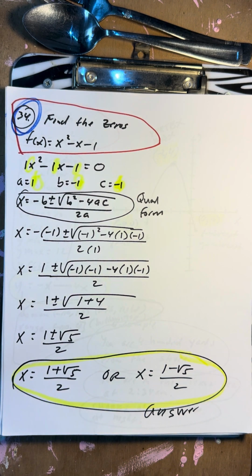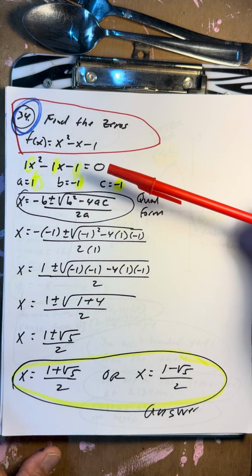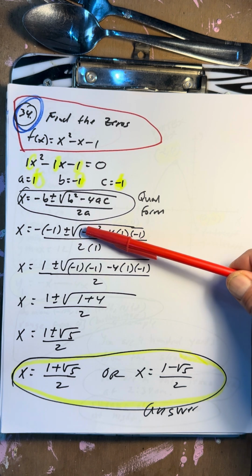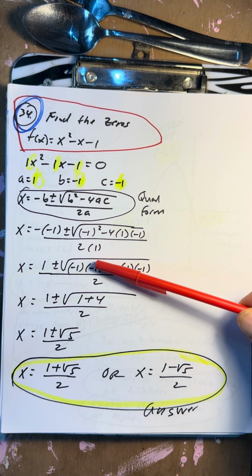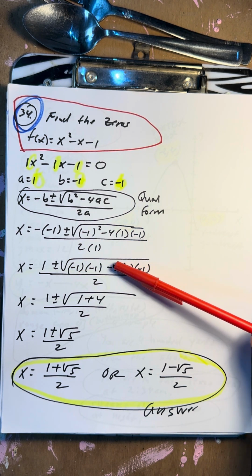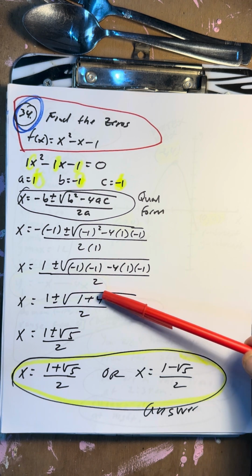Now, once I know that those are the numbers I'm using, let's put them in the formula. So negative 1 squared, negative 1 squared is positive 1. And this would be positive 4. So 1 plus 4 is 5.